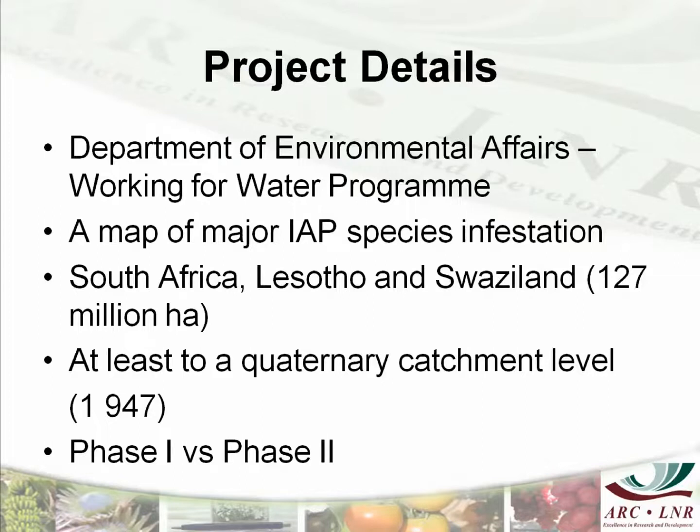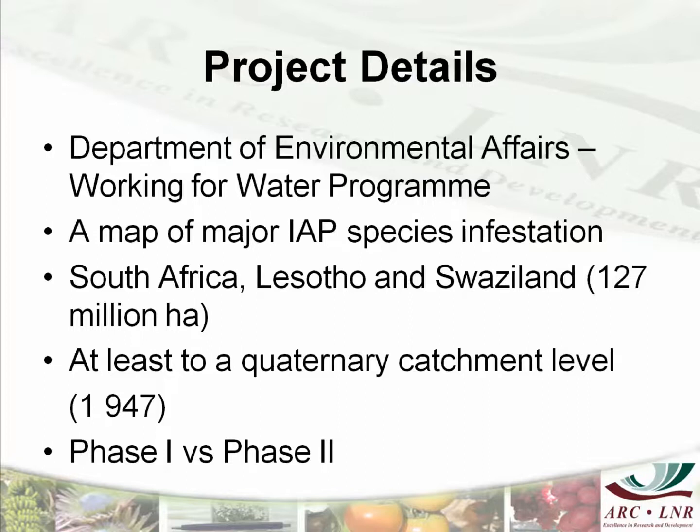Okay, it's a project we do for Environmental Affairs, more specifically Working for Water. Our job is to provide a map of major invaders for the country. Those are species that are widely spread across the country at quite high densities and therefore must be treated in contract areas by Working for Water. The area that we cover is South Africa, Lesotho and Swaziland. It's 127 million hectares and therefore fairly extensive.